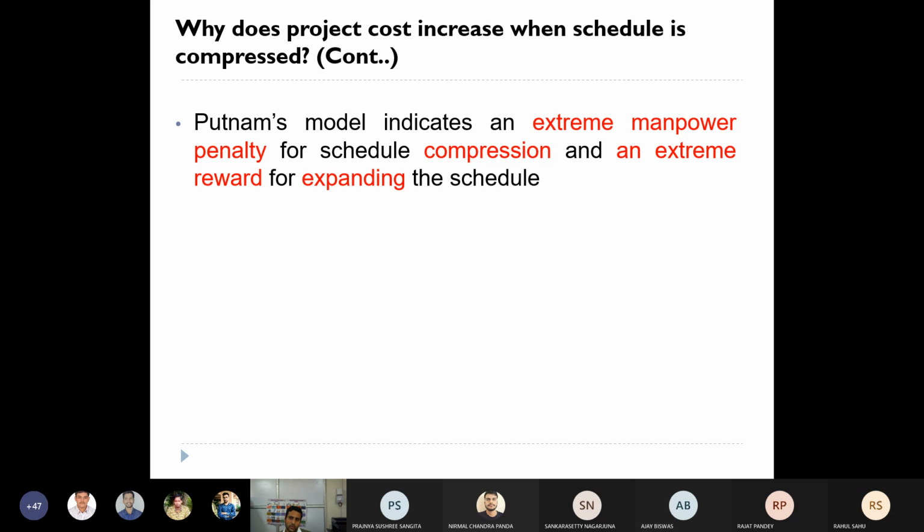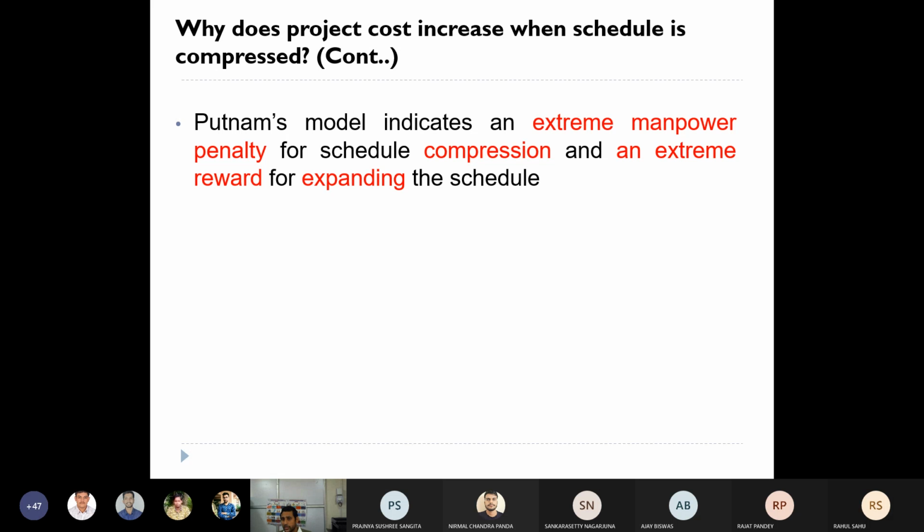According to this Putnam model, if you try to compress a lot, definitely the effort you require is more. That means you require more manpower. As a result, the cost will be more. Because it is 16 times, just by halving the schedule, you require 16 times the effort. So the effort is increased.